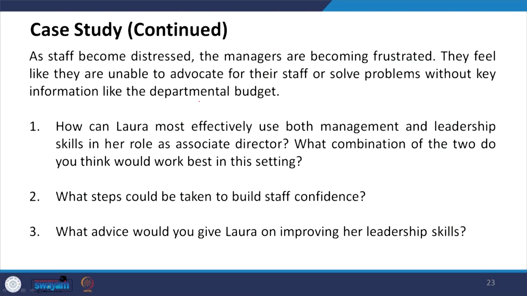What advice would you give Lara on improving her leadership skills? And on the basis of the above, that is the 90 days preparation which we have talked about, how she will create that team, because she is facing this particular problem that you have to answer.